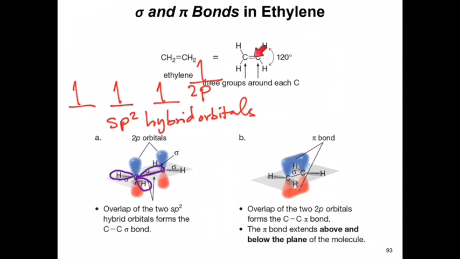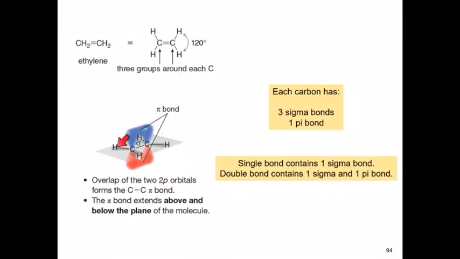And so as you can see in ethylene, you have a carbon-to-carbon double bond. So in this double bond, you have a sigma bond, a carbon-to-carbon sigma bond, as well as a pi bond, which basically extends above and below the plane, as shown here. So each of the carbon atoms shown here contains 3 sigma bonds and 1 pi bond, in which 1 sigma bond and 1 pi bond are being shared by both carbon atoms. So a single bond contains 1 sigma bond, whereas a double bond contains 1 sigma and 1 pi bond.